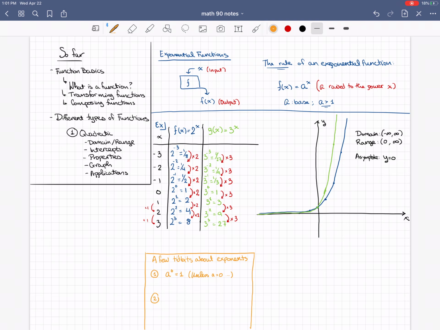The other thing that I want you to notice, and you can see it here in the tables that we built, is if you compare powers that are opposites, so 2 to the third and 2 to the negative third, 2 to the third is 8, 2 to the negative third is 1/8. 3 squared is 9, 3 to the negative second is 1/9. So what we start to see is that negative exponents cause a reciprocal. So a negative power is simply a reciprocal of its positive counterpart.